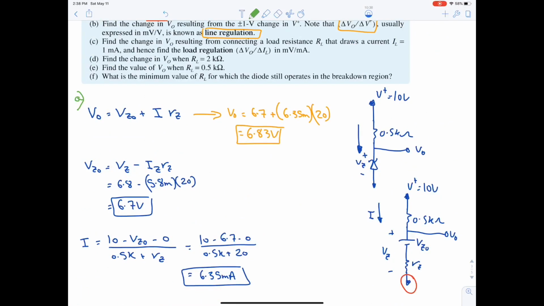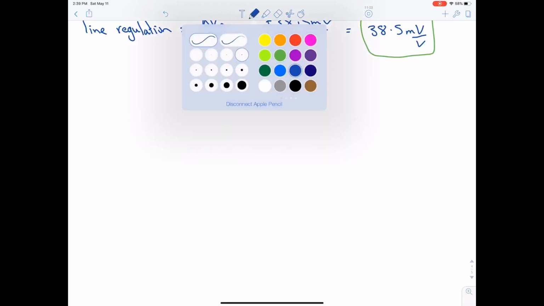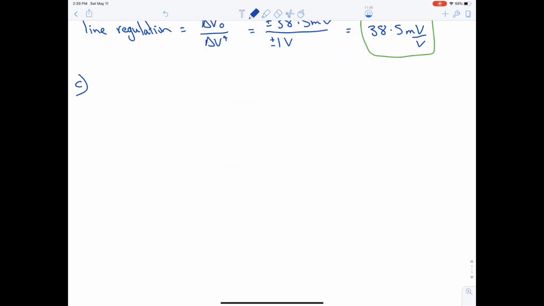For part C, it says find the change in V naught. Again, there's a change in V naught, hence AC, resulting from connecting a load resistance. Now we have a load resistance RL that draws a current IL equal to 1 milliampere, and hence find the load regulation, which is delta V naught over delta IL in millivolt over milliampere. So part C, we need to find delta V naught and the load regulation, which is delta V naught over delta IL.